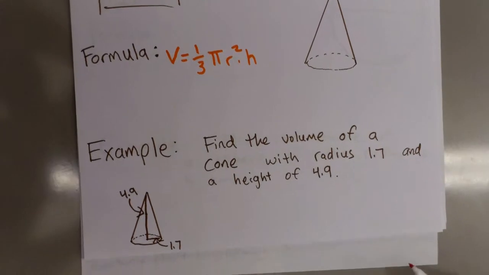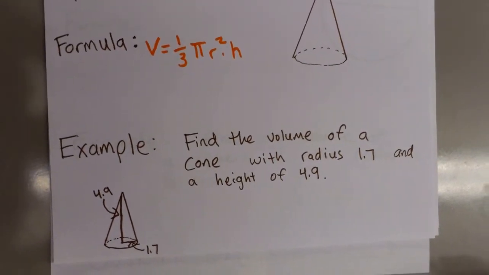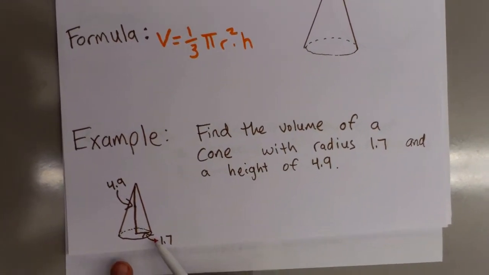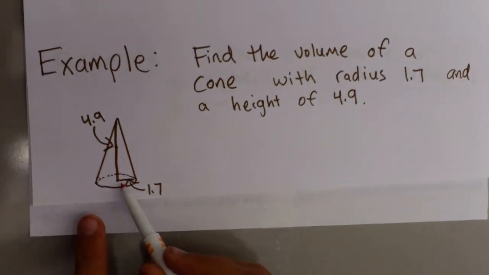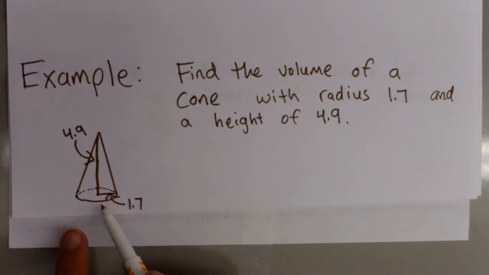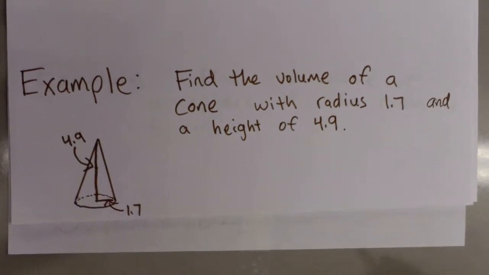Alright, an example of this is: find the volume of a cone with a radius of 1.7 and a height of 4.9. So here we drew another example of a cone, and the radius of my base is 1.7, and the height is 4.9. And I didn't put units on there, so we just say units.